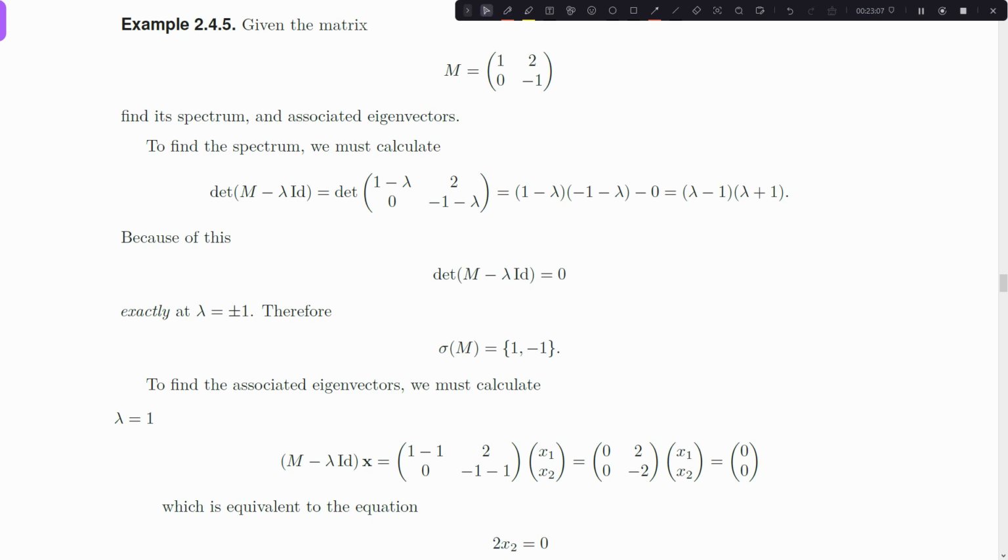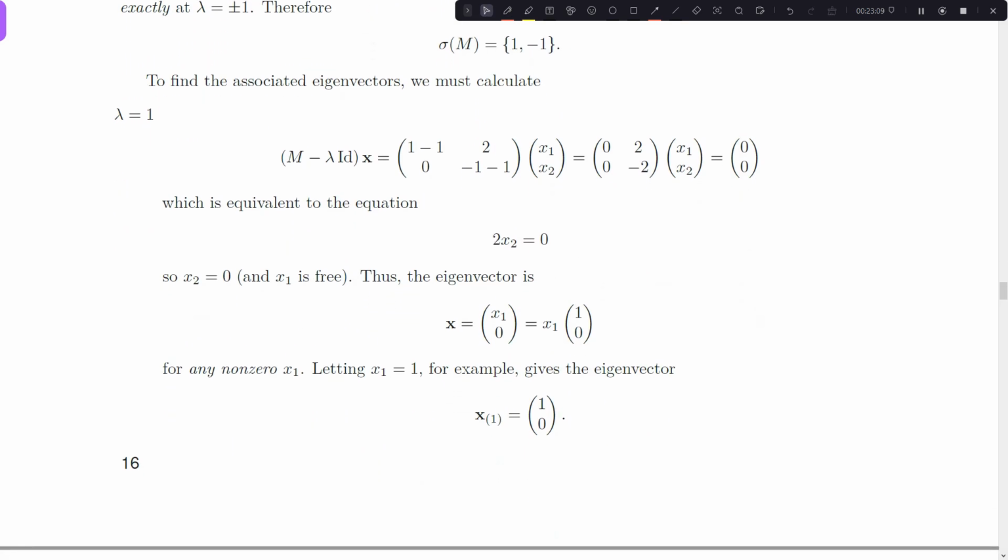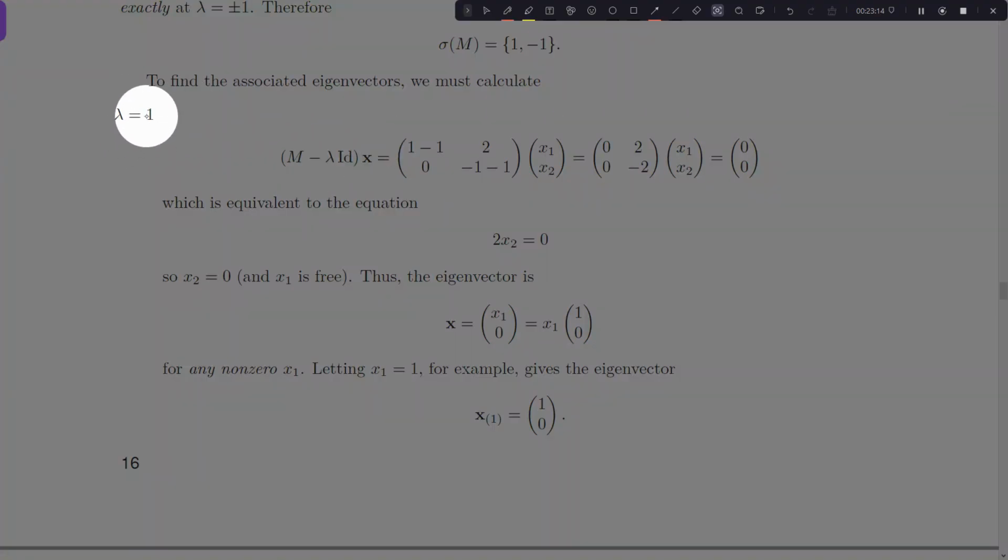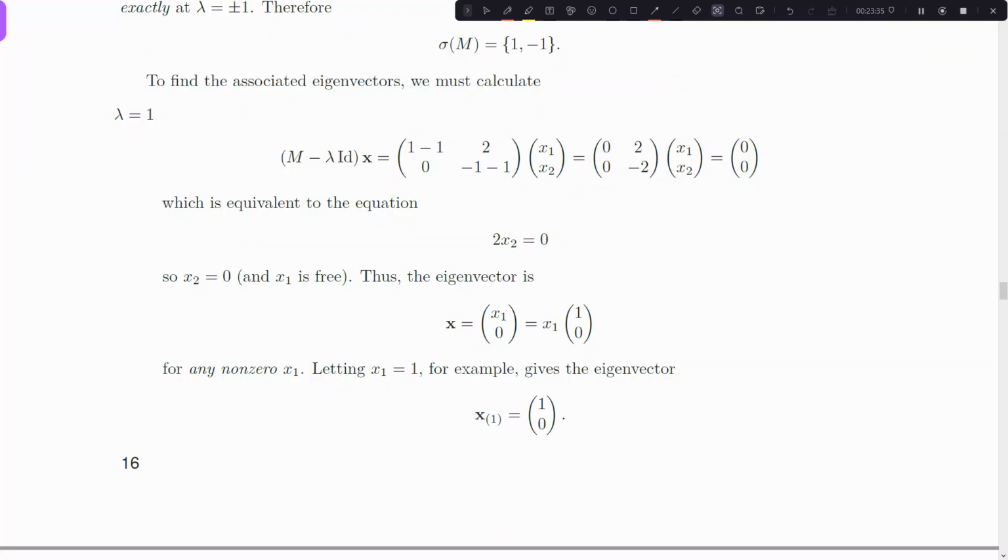All we have to do for this is calculate the actual matrix M minus lambda Id for one of the lambdas we've already found. So we suppose lambda equals 1. We know that's an eigenvalue. We plug that into M minus lambda Id and act it on a vector x. We know that this should be equal to 0. Here's my vector 0. If x is an eigenvector, then this must be equal to 0.